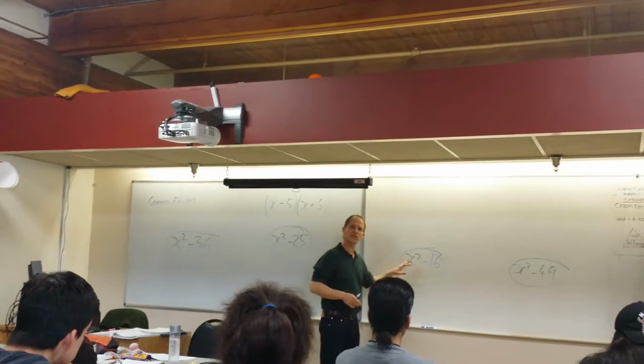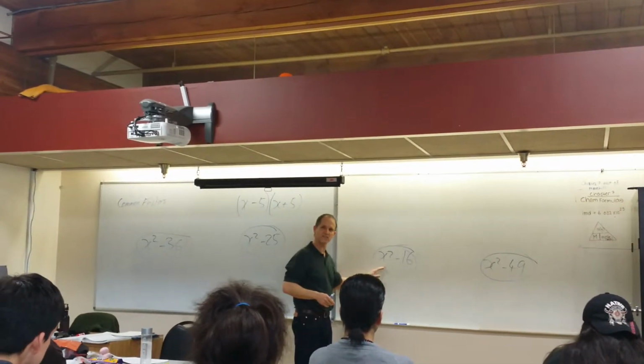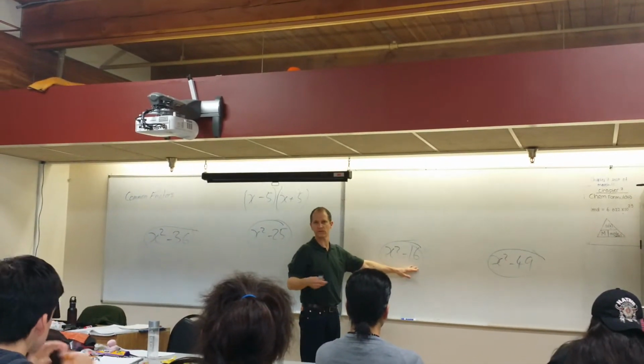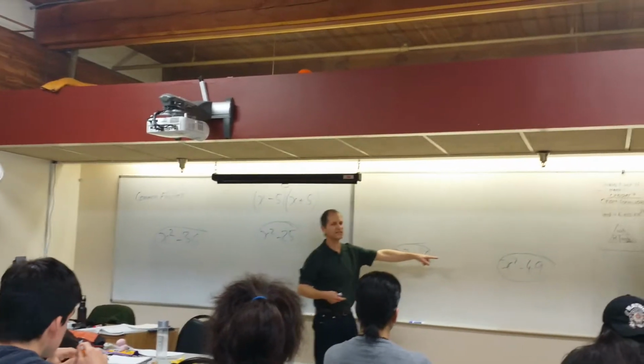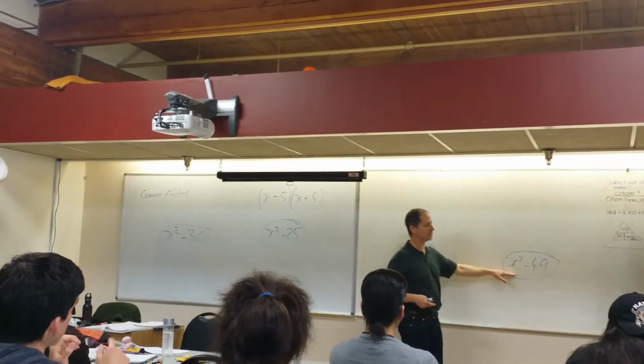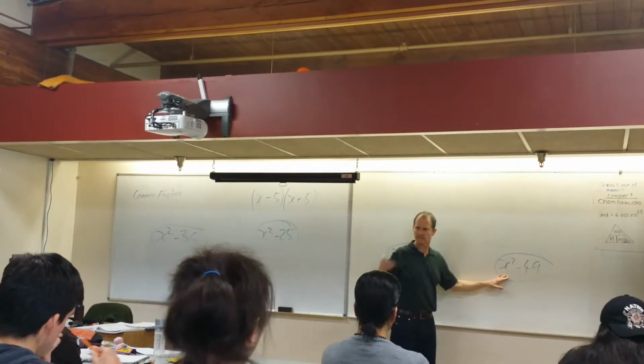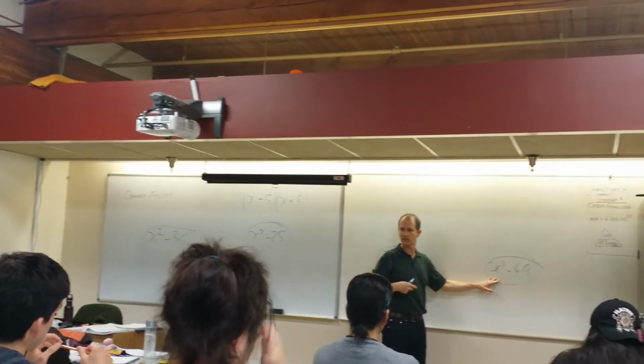Can't we immediately write this as x minus 4 times x plus 4? What can we write this as? 7x minus... Give it to me nicely.